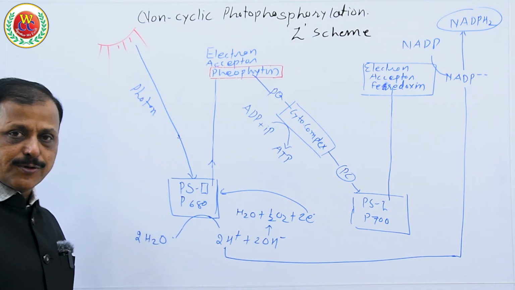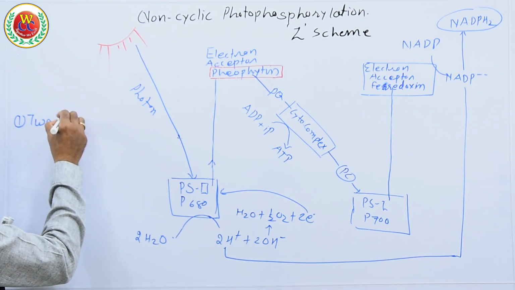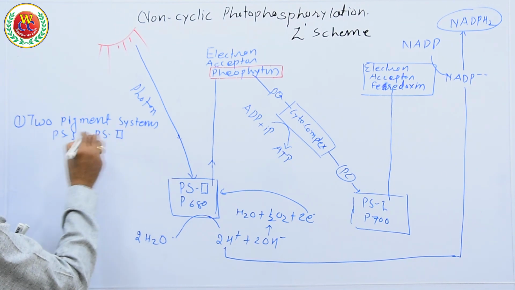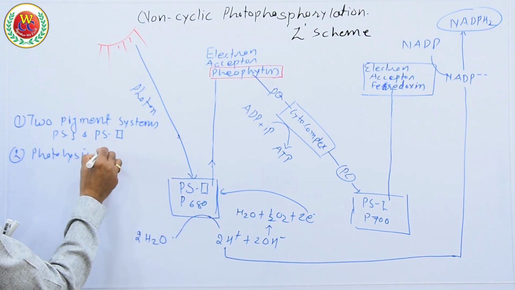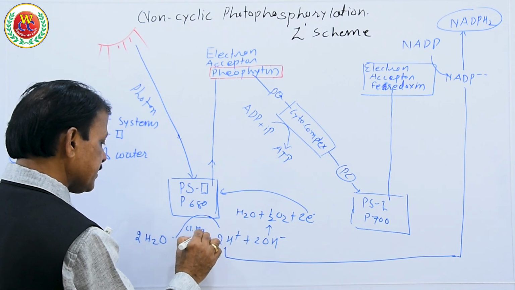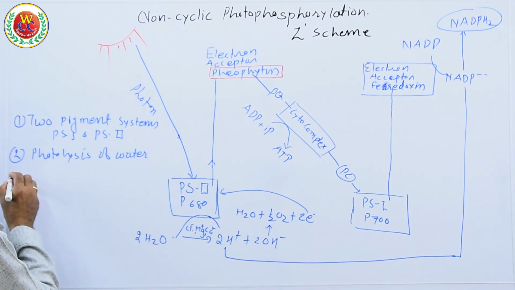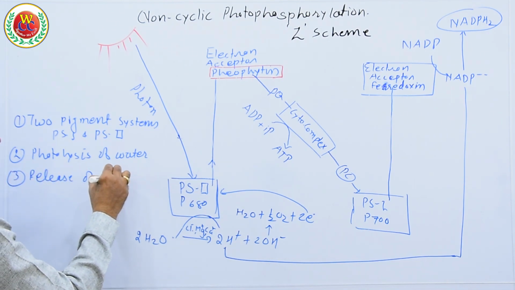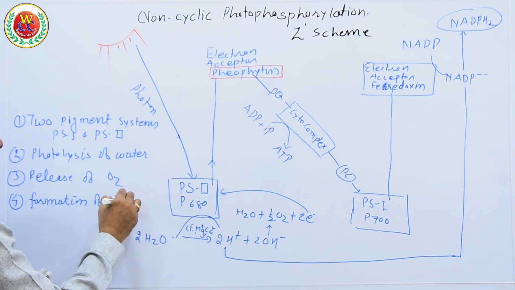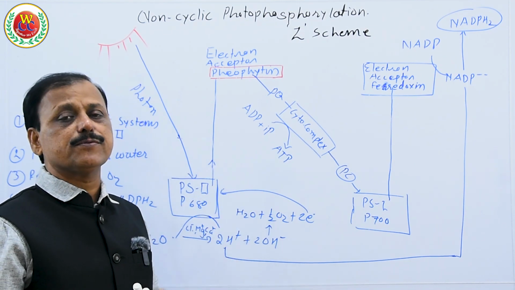What is to be noted in non-cyclic photophosphorylation is, one, two pigment systems, PS1 and PS2, are both involved. Second, photolysis of water occurs, in the presence of chlorine, magnesium and calcium ions as cofactors. Third, release of oxygen, O2, into the atmosphere. Fourth, ionization of NADP and formation of NADPH2. These are the four different things that occur in non-cyclic photophosphorylation as compared to cyclic photophosphorylation.